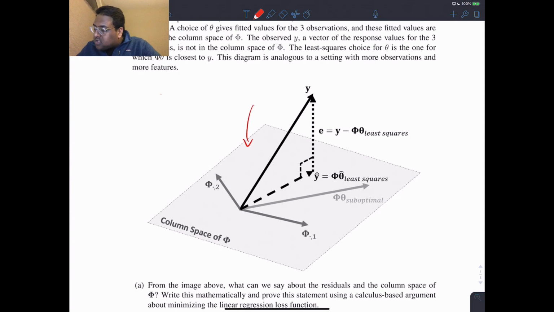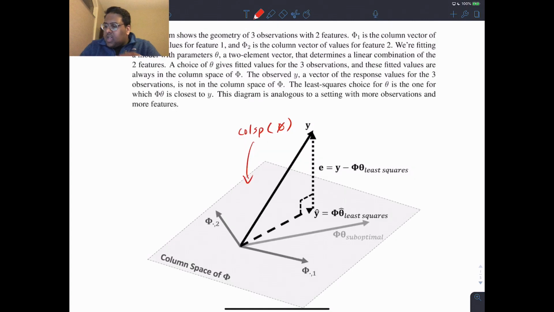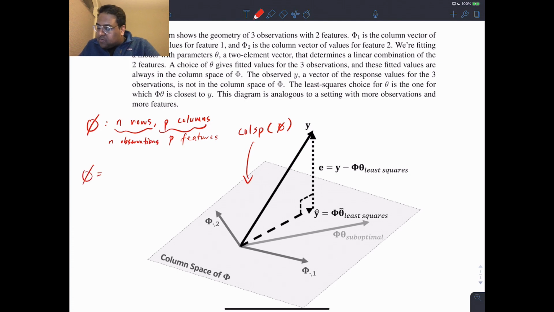Okay, so this plane here, it's already labeled, but it's what's called the column space of phi. Phi is your feature matrix or your design matrix, and for now, let's say phi has n rows and p columns. What this means is that it has p features and n observations, n data points. And for now, let's assume that these columns are labeled phi 1, phi 2, and so forth, until phi p.